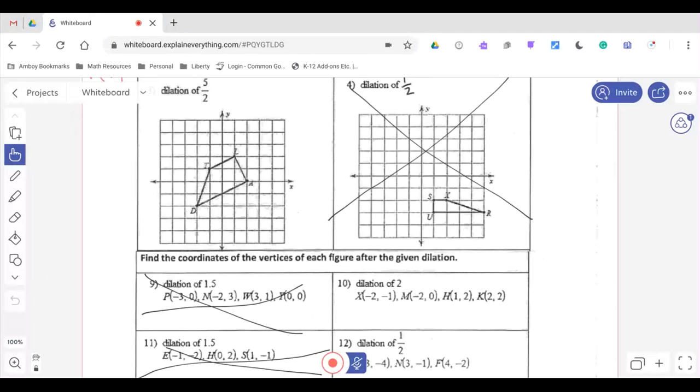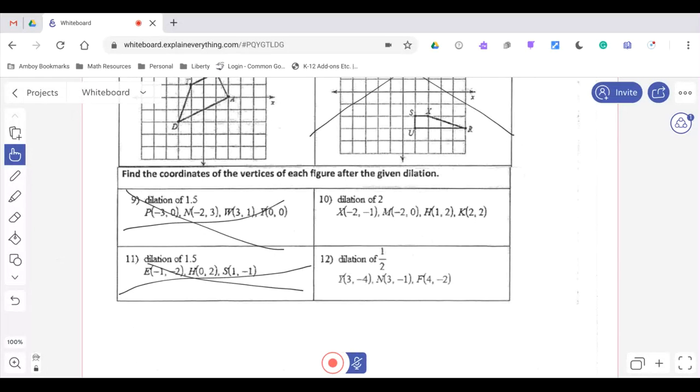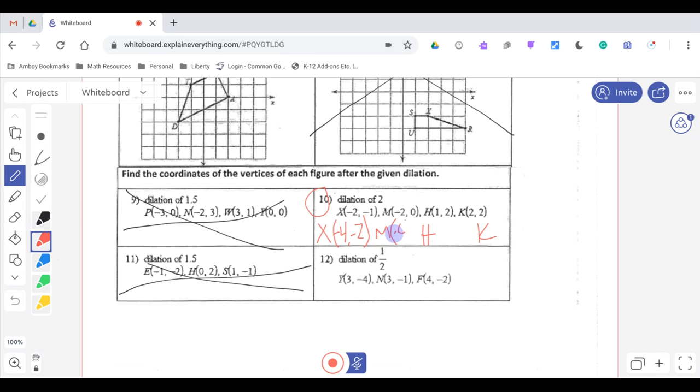Okay. Let's skip down just to number 10 here. They have the coordinates and they just want us to do a dilation of 2, which again means we're just going to take all of these numbers and multiply by 2. So my new x coordinate, if I multiply -2 and -1 both by 2, would be -4, -2. M would be -4, but still 0, because 0 times anything is still 0. H would be 2, 4. And K would be 4, 4.